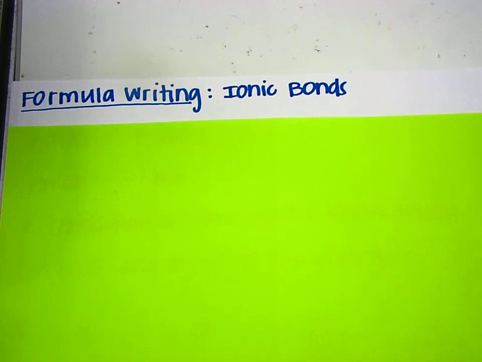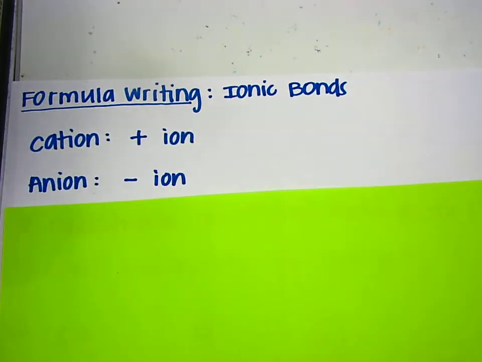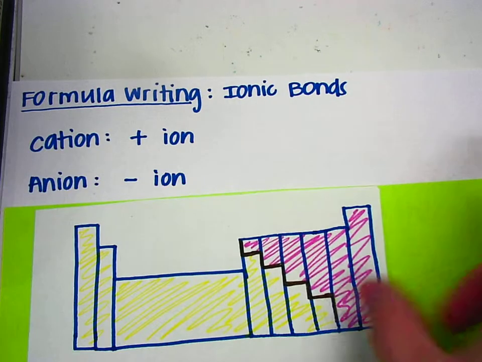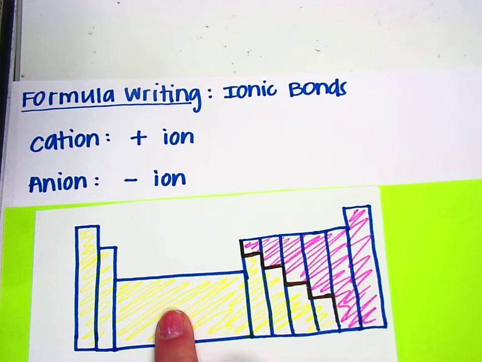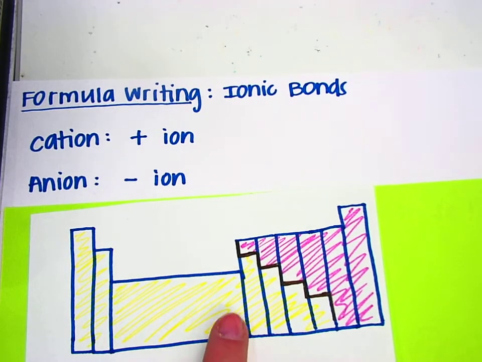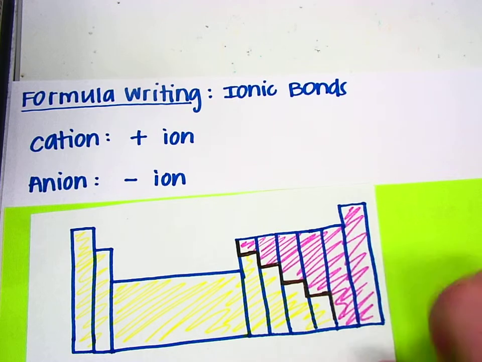Okay, I'm going to be talking about how to write formulas using ions, and these are all going to be for ionic bonds. So before we get started, just as a reminder, on the periodic table there are things called cations and also things called anions. And if you take a look, the things on the left-hand side of the periodic table are going to be the cations, so these are going to be all the positive charges. And the things on the right-hand side of the table are going to be the negative charges, or the anions. Things that when they bond would become positive or negative.